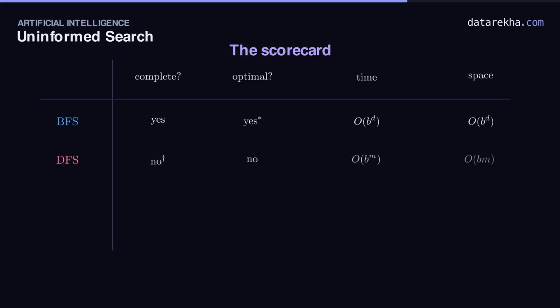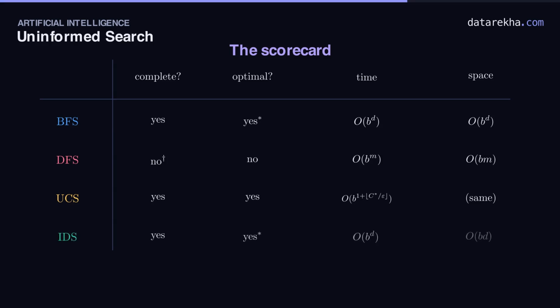Depth first: not complete without a limit. That's the dagger. And never guaranteed optimal. But its memory is a beautiful order B times M, linear in the depth. Uniform cost: complete and genuinely optimal for any non-negative costs. Its time and space are worst-case exponential, on the same scale as breadth first.